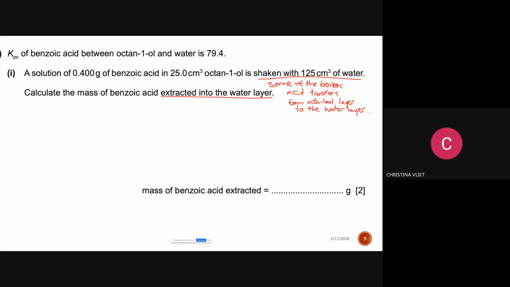We know that the partition coefficient is 79.4, which relates the concentrations between how much is dissolved in octanol and how much is dissolved in water. So see if you can follow along with me to how this works. The first thing I wanted to say, and I made a little note here, is to remember that KPC is unitless. I mentioned this, I'm saying it again for a reason right now. As long as the units match, you can cancel it.